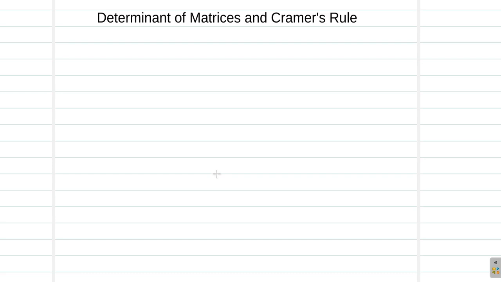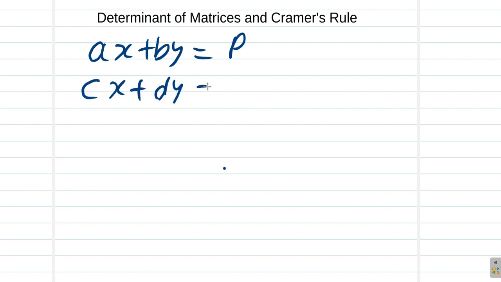Let us look at the determinant of matrices and Cramer's rule. We want to see how you form the determinant and how you form Cramer's rule. So suppose we have a general pair of simultaneous equations in two unknowns. So we have ax plus by equals p, and we have cx plus dy equals, say, q.